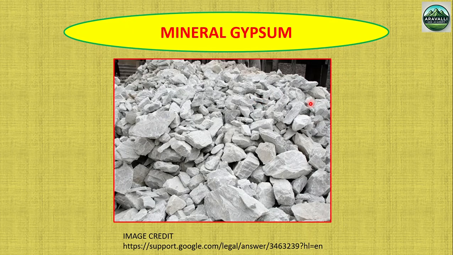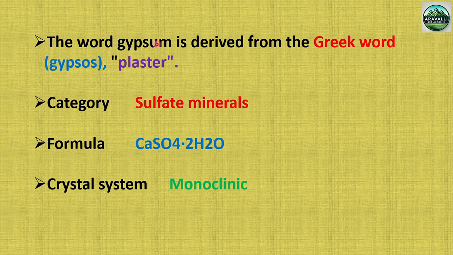Hello friends, today we are going to discuss mineral gypsum. See, this is the mineral gypsum. The name gypsum comes from the Greek language. Gypsos means plaster. The category of mineral gypsum is sulfate mineral.